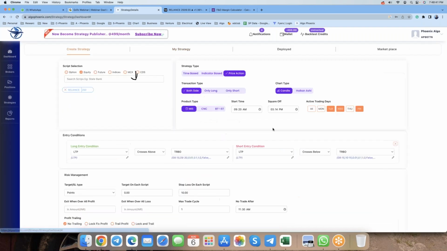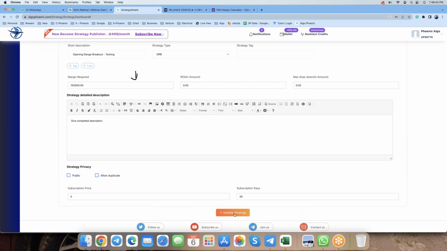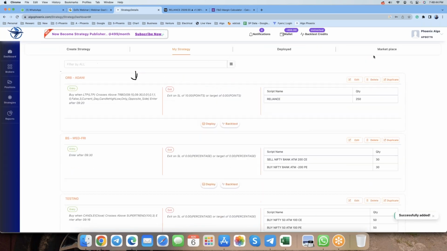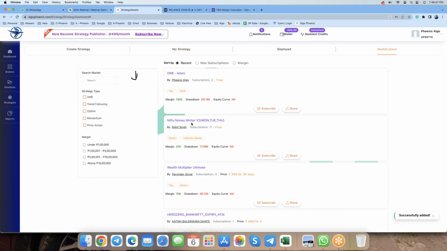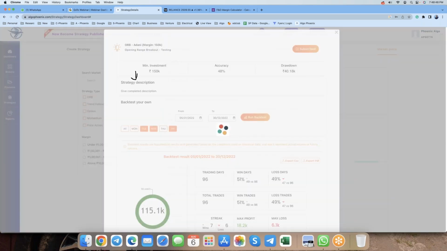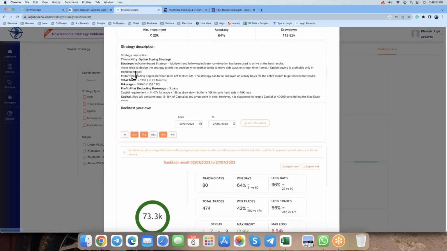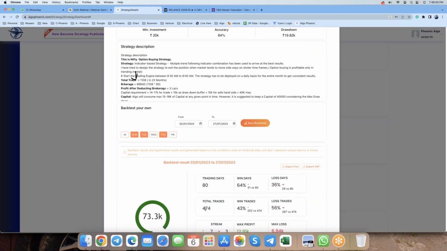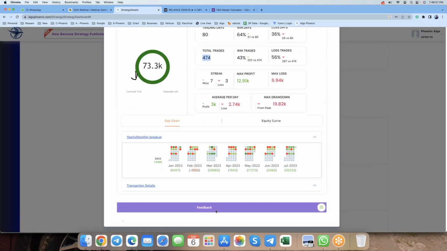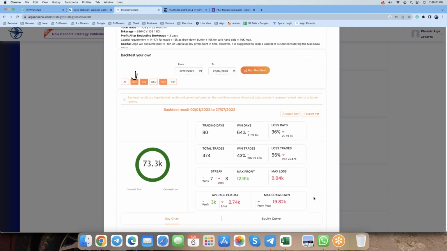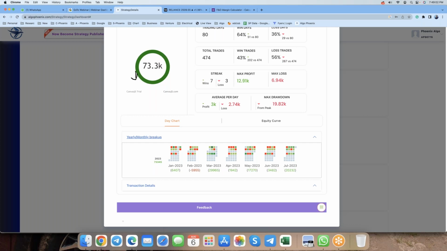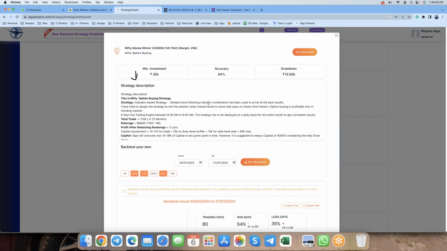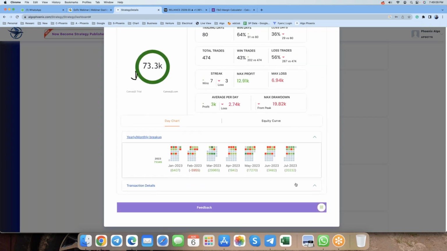Now I'll knock off from the marketplace and update the strategy. Now I'll go to the marketplace, and here again it's Monday, Tuesday, and Thursday. One week. Number of trades, yes, got reduced to 474. Okay, see, beautiful one. What is the margin required? It's a buying option. What is the margin based on? Indicator based. Which indicator, sir? You have to mention which indicator based strategy it is.